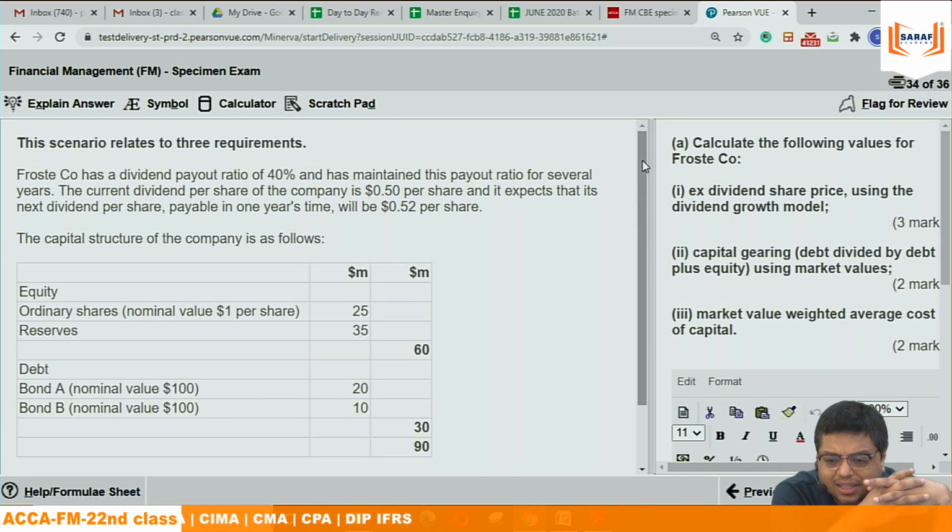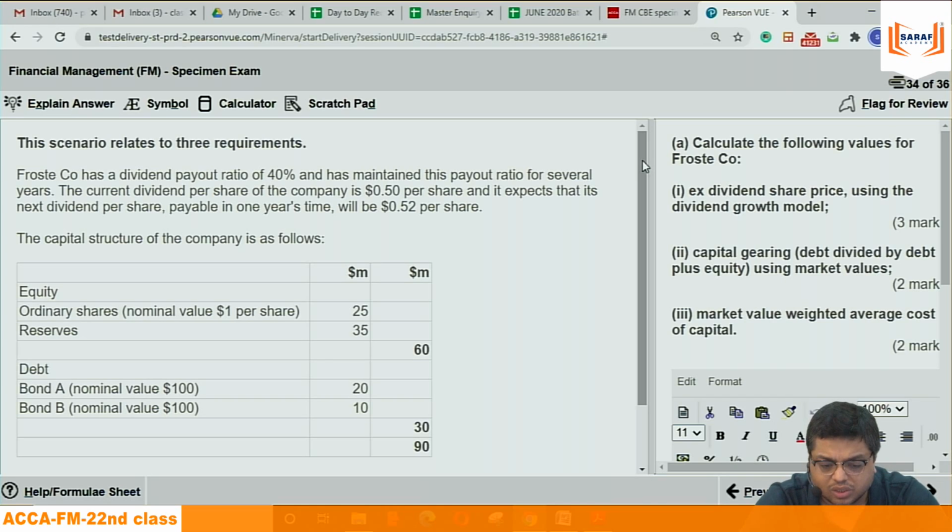Can I say that the earnings per share forecasted by the company is 0.52 divided by 40%? Because they are saying that they expect to pay a dividend of 0.52, which is 40% of your earnings. So 0.52 divided by 40% will be 1.25. What will be the total earnings? 25 million shares. 25 into 1.25 will be the total earnings.